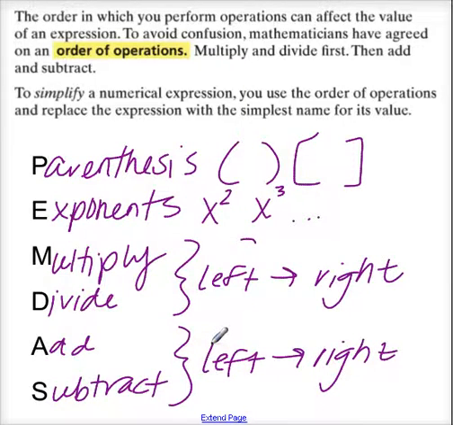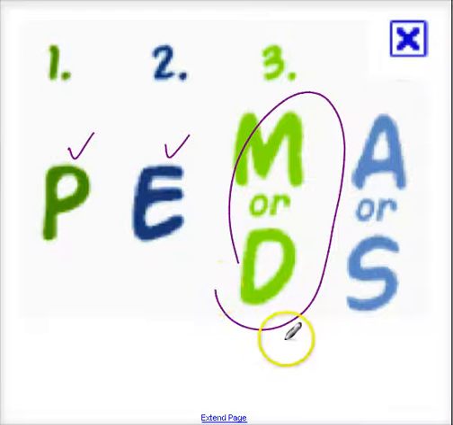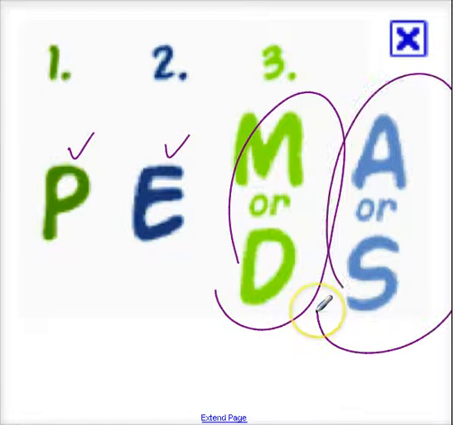So in other words, a good visual is this image right here. It still says PEMDAS, parentheses first, exponents, and then you do multiplying or dividing, whichever one comes first, and adding or subtracting, whichever one comes first.